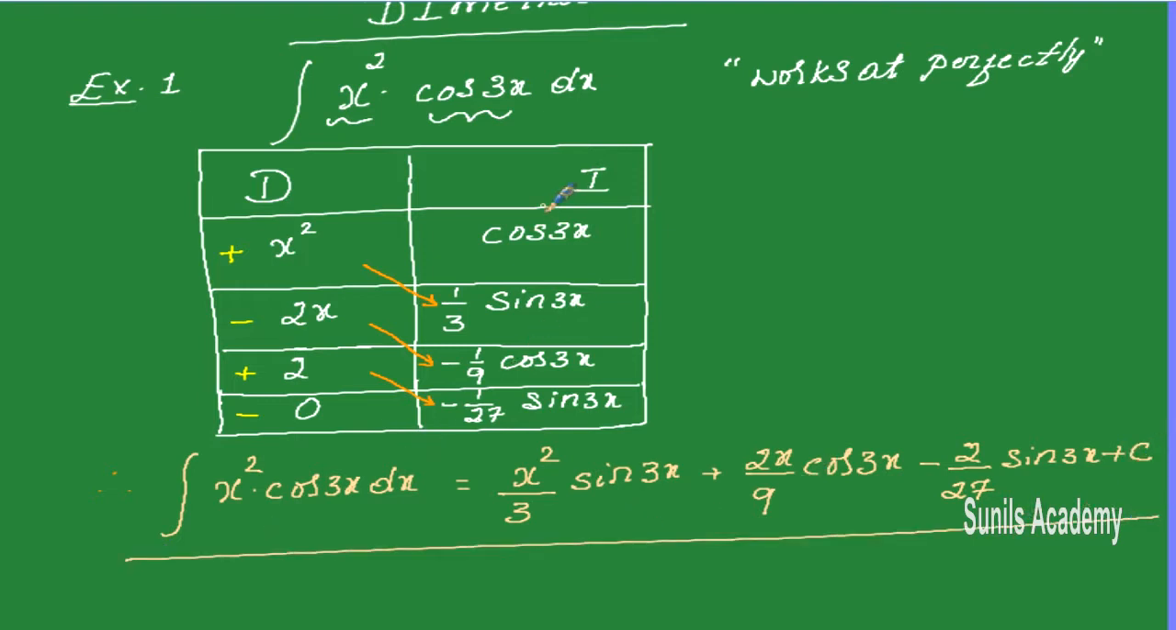So we got the integral. This method we call the DI method or tabular method. Okay students, now consider one more example. Example 2: integral of e to the power of 2x into cos x with respect to x.